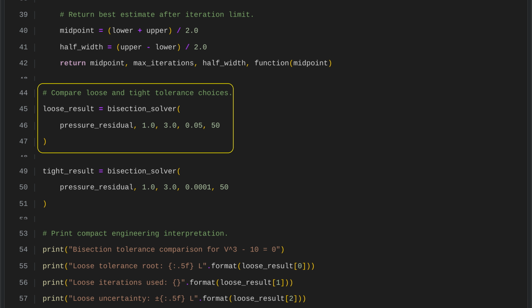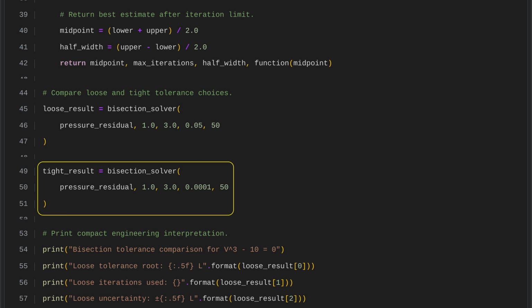We compare tolerance levels for solving the pressure equation with the bisection method. The solver uses the pressure residual as its target, starts with bounds of 1 and 3, and allows up to 50 iterations. With a loose tolerance of 0.05, the solution may be less precise, but should require fewer iterations, showing the trade-off between accuracy and computation.